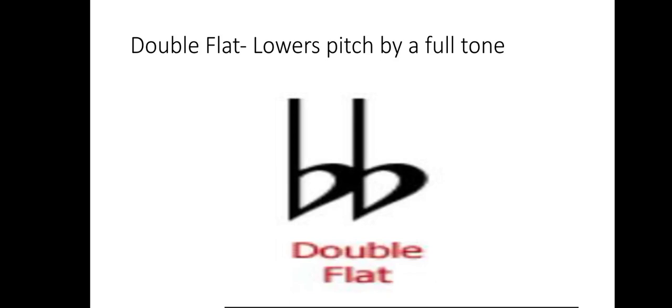If a flat lowers by just a semitone, and you add another flat, that's a double flat. So it will lower the pitch by 2 semitones. That's the first semitone for the first flat and the second semitone for the second flat. So a semitone plus a semitone will give you a full tone. That's what we are saying. A double flat lowers a pitch by a full tone, and it looks like a small letter b, but it's not a letter b.